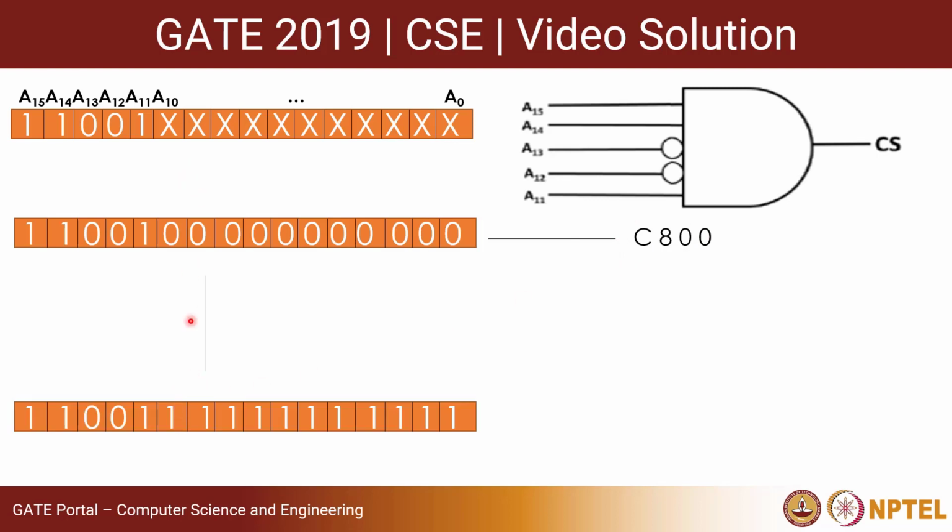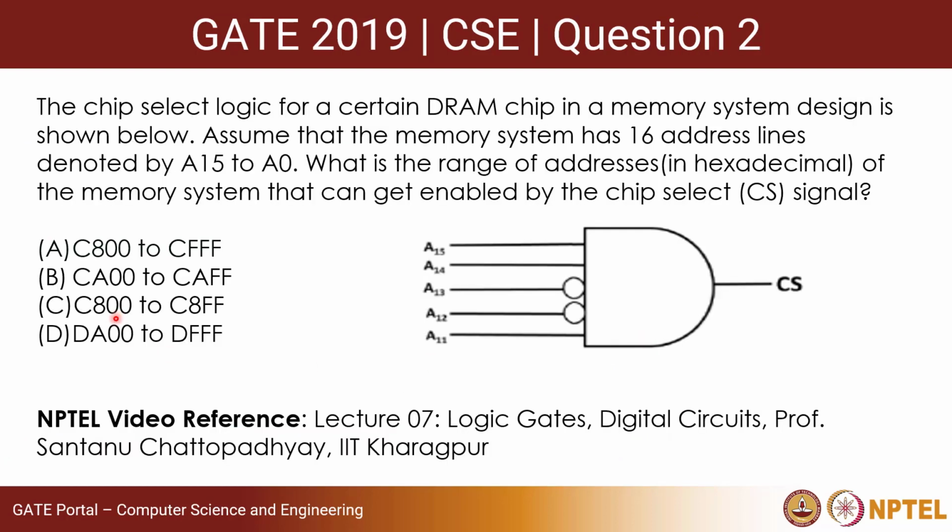And replacing all x's with 1s, we get 1111, which is 15 in decimal or F in hexadecimal. Another 1111, which is 15 in decimal or F in hexadecimal. Another 1111, which is F in hexadecimal. And 1100 is 12 in decimal, C in hexadecimal. So the range of addresses is nothing but C800 to CFFF.